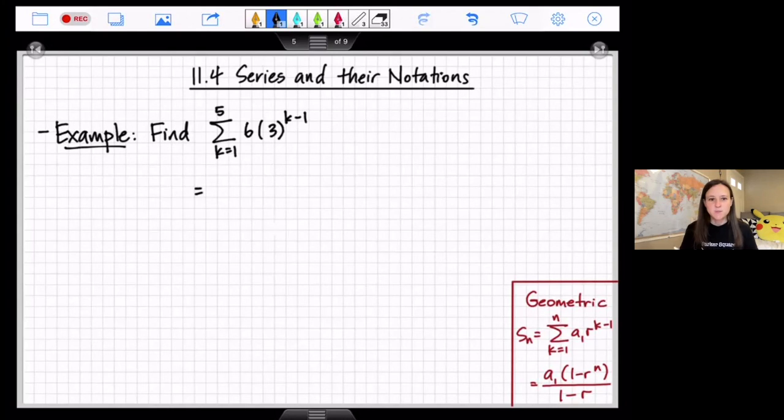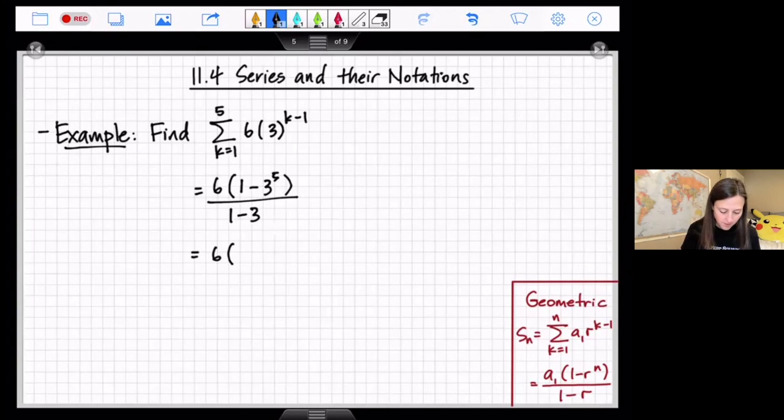And it says to take a sub 1, so 6. In the parentheses, I do 1 minus r to the n. So 1 minus my ratio, which is 3, to the n, which is 5 in this case. And then on the bottom, we'll do 1 minus 3. And again, you can type this in wholesale into your calculator. I'll do a couple of steps. I do 1 minus 3 to the 5th power. So I get -242 in the parentheses. And then 1 minus 3 is a -2. So let's type all that into the calculator. So 6 times -242 divided by -2, and I get 726.